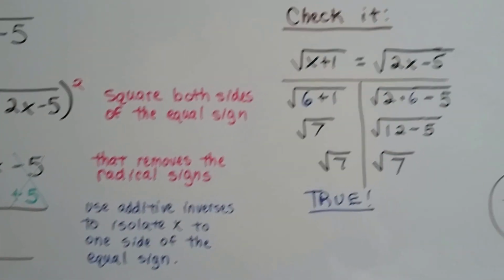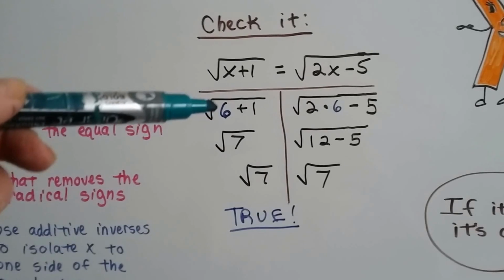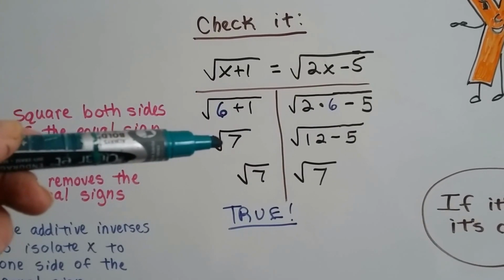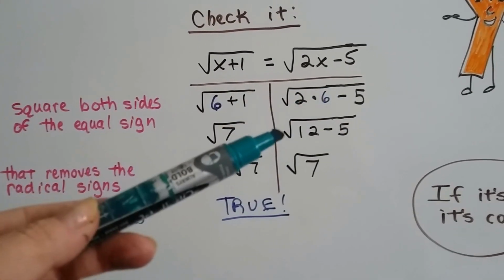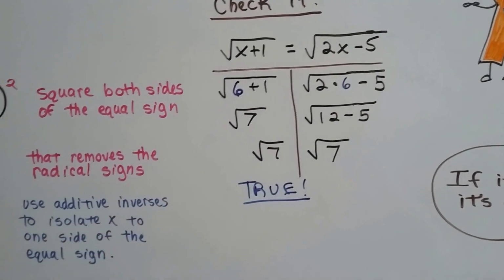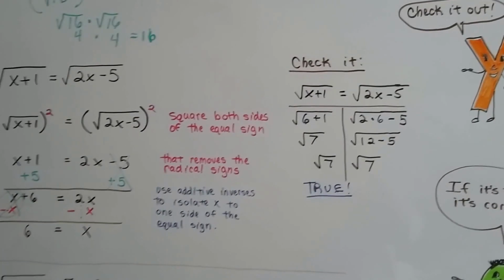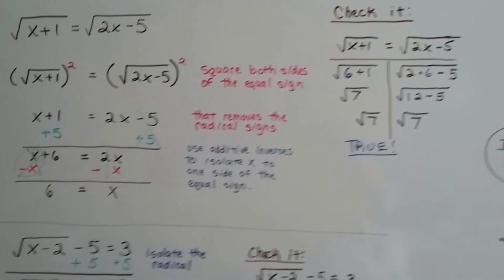And we can check it out by putting a 6 in the place of the x. Square root of x plus 1 would be the square root of 6 plus 1. So that's the square root of 7. And this would be 2 times 6 minus 5, and that would be 12 minus 5, so the square root of 7 equals the square root of 7. It's true. See? Just make sure you check it, because if you made a mistake, that's when you'll catch it, all right? And if it's true, you know you did it right.